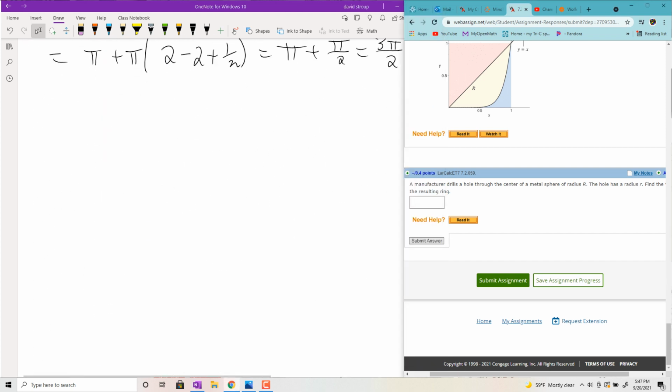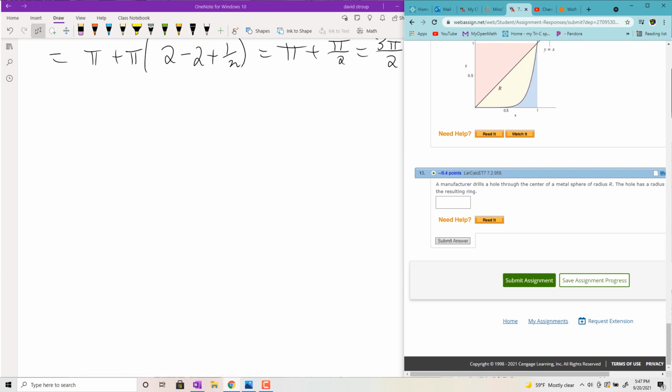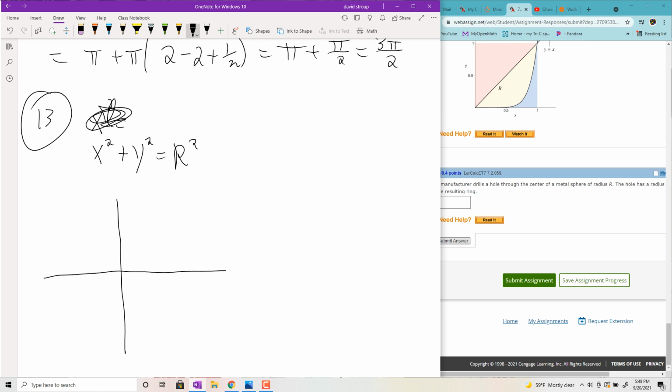We'll do this problem anyways, though, because everybody always asks me about it, so we might as well do it. This is problem 13. I think everybody's answer is going to be the same. But they say they have like a ball bearing or something, a metal sphere, and it has a radius big R. So you can model that with a circle, equation of a circle, x squared plus y squared equals big R squared. Okay. So you have a circle of radius big R.